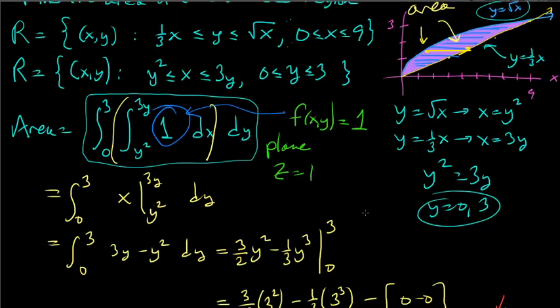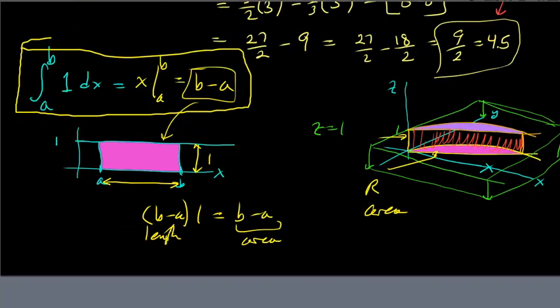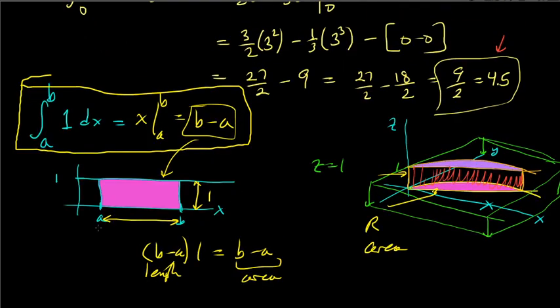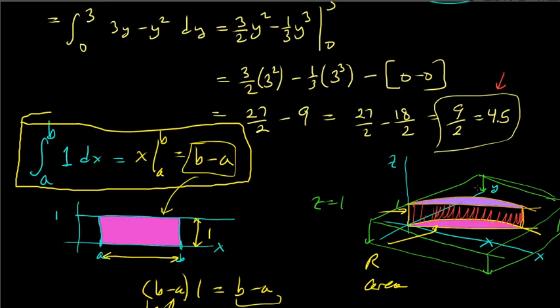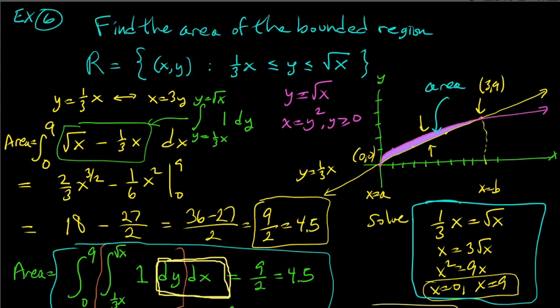Okay, so yeah, think about that for a bit. Think of it in terms of what you did in Calc 1, where we called this the area, but it's really just the length of the interval from a to b. So now we're thinking about this as the volume underneath the plane z equals 1, but it's also the area of the region, right?